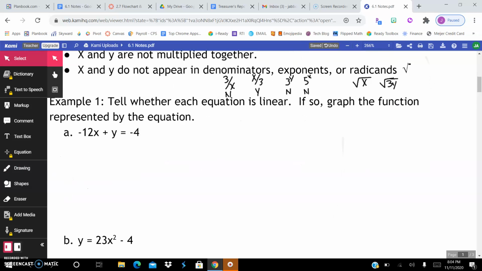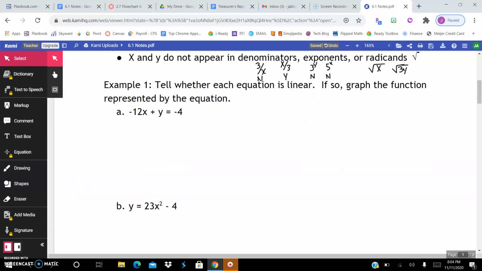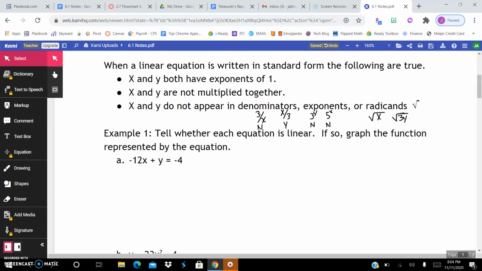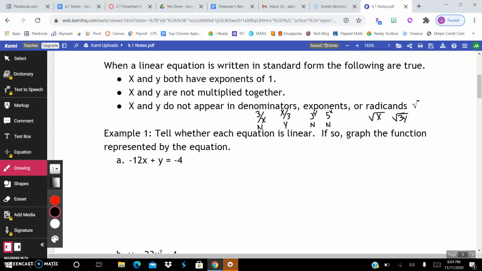All right, so tell whether each equation is linear. If so, graph the function. So we're going to look at this equation, and we're going to go through these 3 dots. It is in the form of ax plus by equals c. So our a would be negative 12. Our b would be 1 because that's 1y, and c is negative 4 here. So that is in ax plus by equals c form.